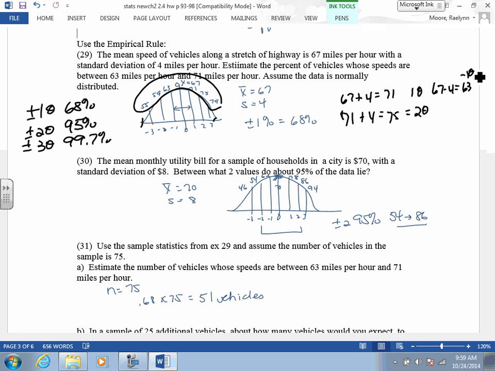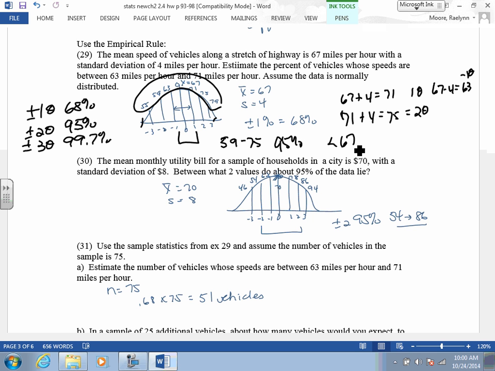So find your distance now between your 63 and your 71, plus or minus 1 is 68%. If I said between 59 and 75, what would you say? 95%. Good. If I said less than 67, what would you say? 50%. You're right in the middle of your chart.